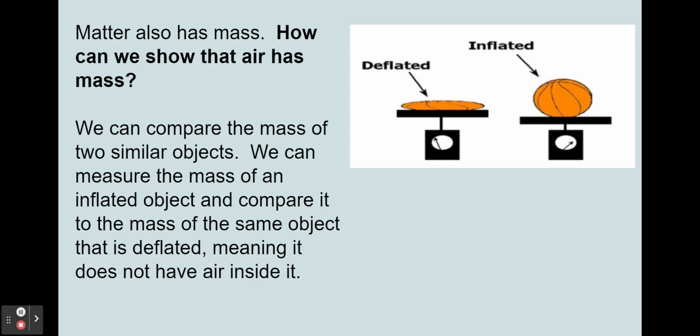In this illustration, you can see a deflated basketball with no air inside of it and an inflated basketball with air inside of it. Look at the scale to see which one is showing more mass. You can see that the inflated basketball has more mass because adding air to the basketball increases the mass.